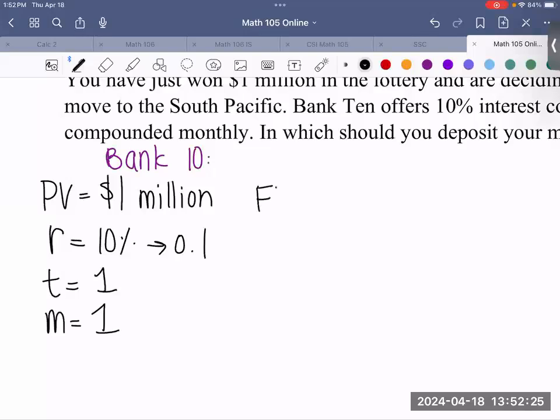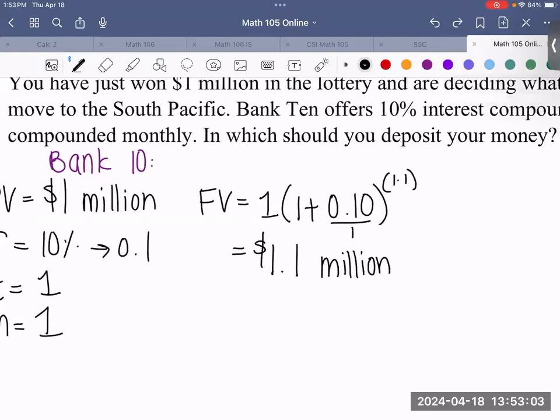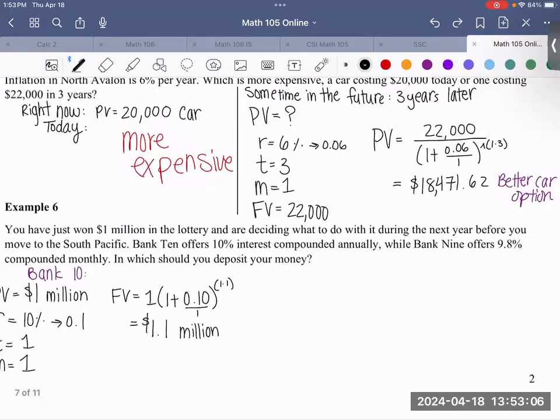All right, so Bank 10, we have your future value is equal to 1 million plus 0.10 divided by 1 if you'd like, raised to 1 times 1 again if you'd like. So we really have 1.1, and this is millions. So $1.1 million. That is if we go with Bank 10, offering a 10% annual interest rate compounded annually over that year period. Okay, let's do it again.